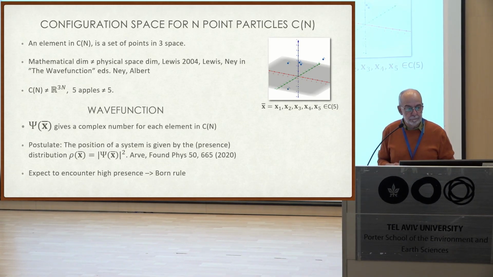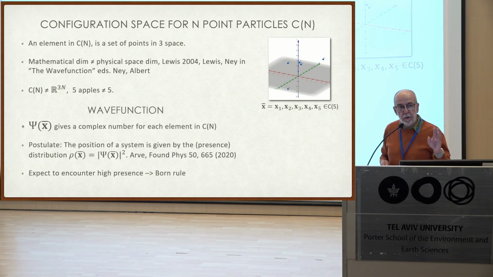So it's clear that this configuration space is not equal to the 3n dimensional real space, just like 5 apples is not equal to 5. It matters what you count. The wave function gives a complex number for each element in C of n.